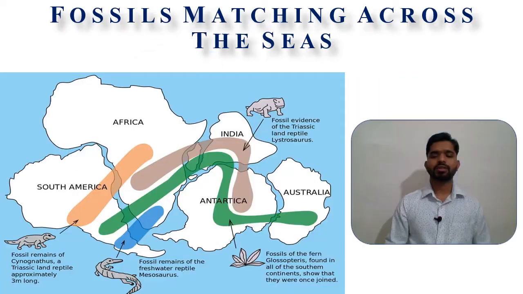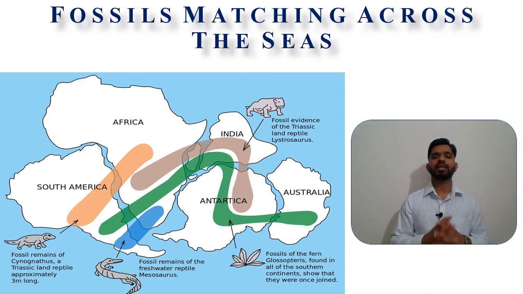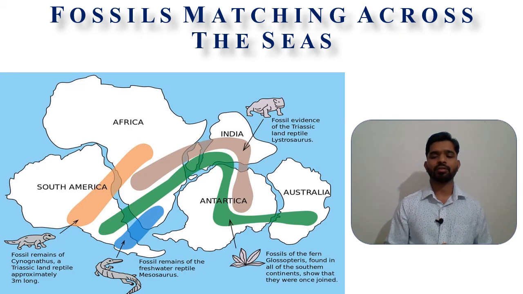The second evidence Wegener gave was fossil matching across the seas, found on continental landmasses which are now separated by a huge ocean in between. Identical fossil organisms, for example Mesosaurus and Glossopteris, as we can see here in the diagram. Mesosaurus is a fossil reptile and Glossopteris is a flora. They have been discovered in rocks from both South America and Africa, which are now separated from each other by the huge Atlantic Ocean.